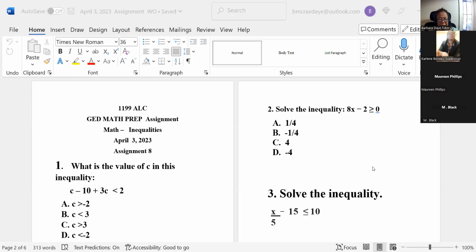Okay, so today we will start with our assignment and then we'll do some more inequalities because I don't think we're ready to go to our next topic on ratio and proportion, because you still seem to have some questions with the inequality. Oh boy.